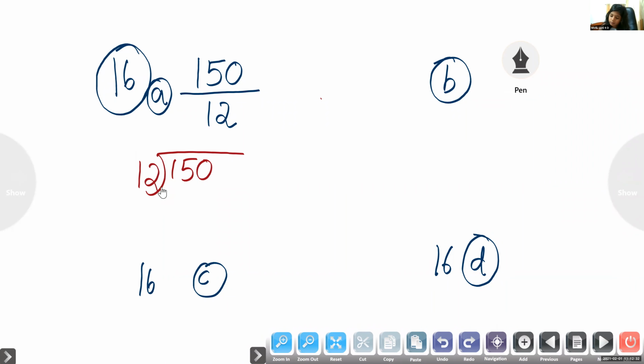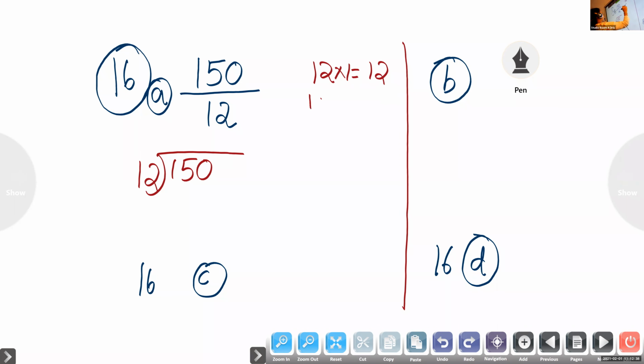Okay, so write down the table. 12 times 1, 12. 12 times 2. What's the answer? 24. 12 times 3, 36.